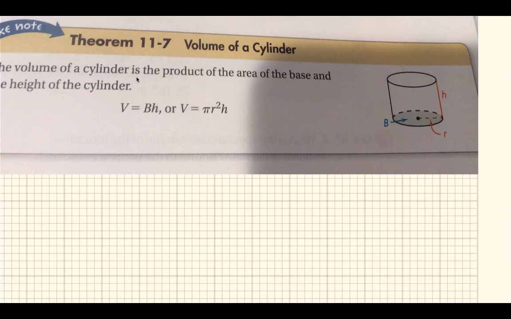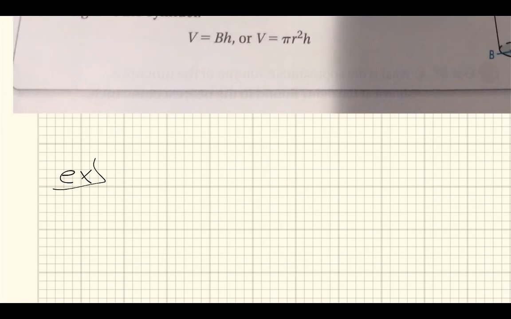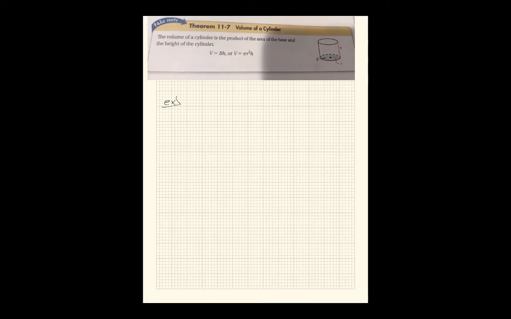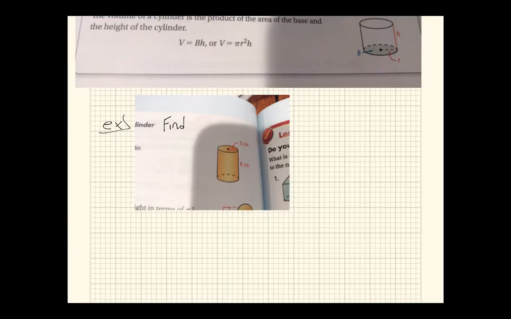Again, it's really the same formula, B times H, but since for a cylinder the base is always a circle, we just say volume is pi r squared H, because pi r squared is the area of a circle. So that's my formula for the volume of a cylinder. Let's go over an example. This one here. Same directions. Find the volume.